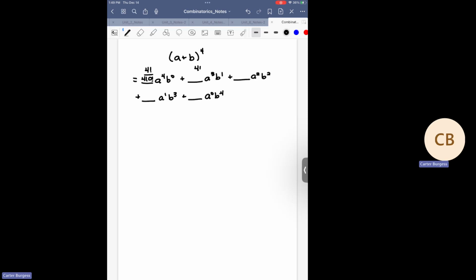For this one, we would be looking at 4 factorial over 3 factorial, 1 factorial. Here would be 4 factorial over 2 factorial, 2 factorial. This one would be 4 factorial over 1 factorial, 3 factorial. And then this one would be 4 factorial over 0 factorial, 4 factorial. In the denominator, the number on the left tells us how many A's we have, and the one on the right tells us that many B's. The numerator is always going to match the exponent factorial.